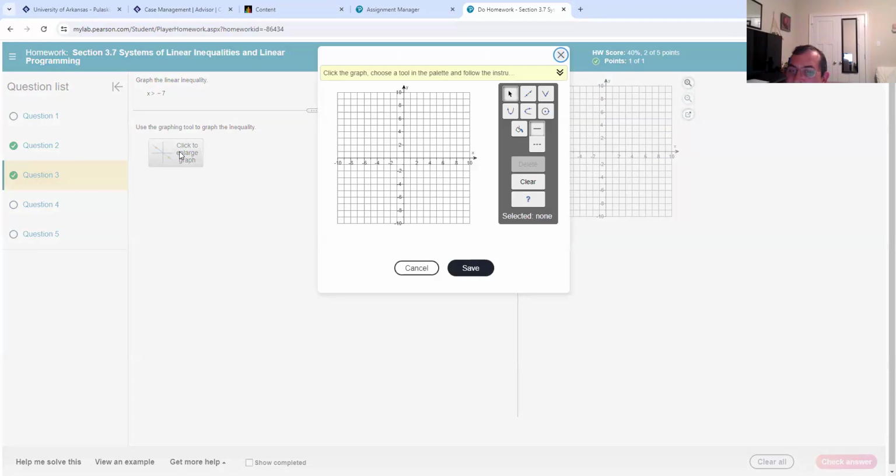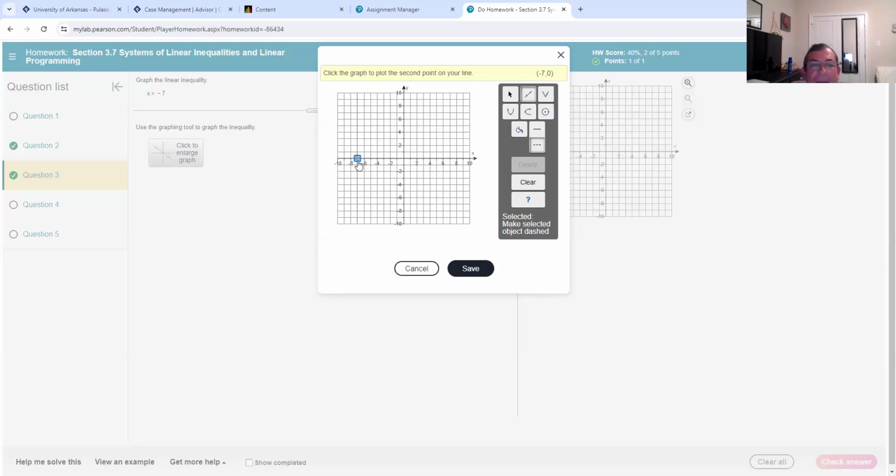So it's still a line tool. So I'm going to grab that line tool. It's going to be a dotted line because there's not an equals under that greater than. So this one says x is greater than negative 7. So y'all watch this. My first point, I'm going to go left over here to negative 7 on the x-axis. I'm going to click that.